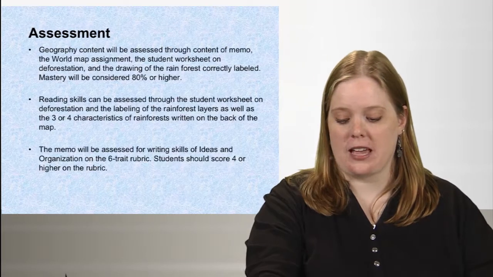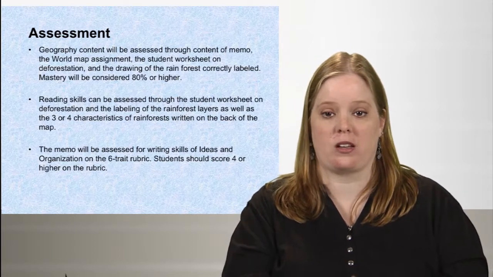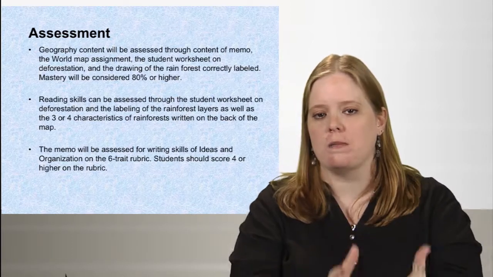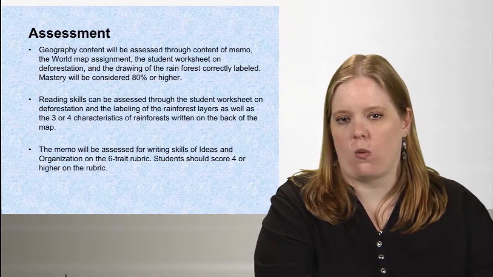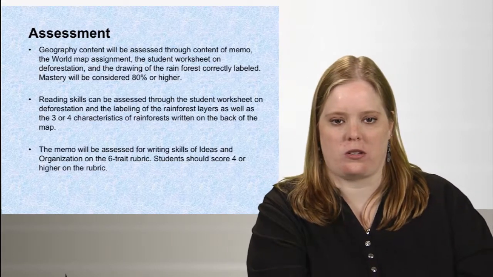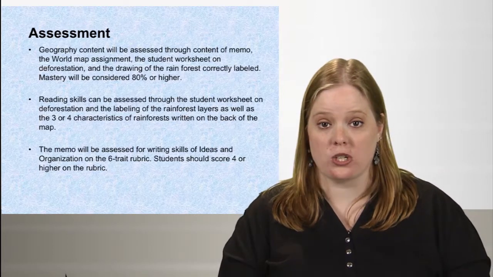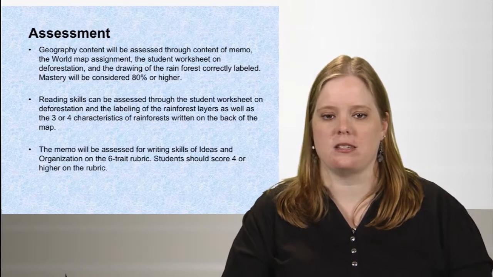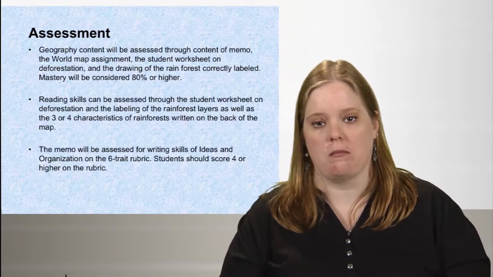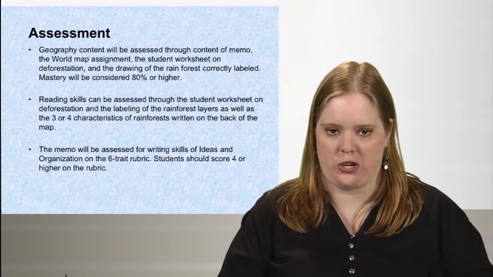As we said, the content of geography for this lesson is going to be assessed through the content of the memo. Did they talk about how this impacts? Did they talk about what really is happening to these rainforests? The world map assignment: did they get the rainforest in the right regions? Did they put it in a region where it doesn't exist? You can assess that knowledge by looking closely at the maps and the memo. 80% or higher will be considered mastery.